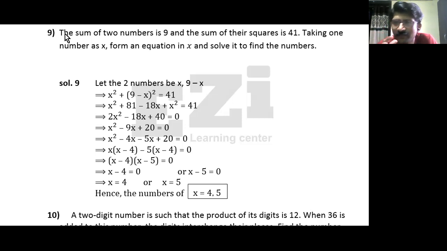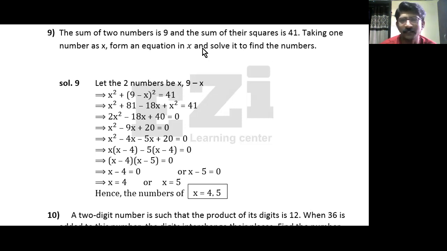That means if the first number is x, then the second number is going to be 9 minus x. See, the sum is 9. If the first is x, then the second will become 9 minus x. You understood, guys, how the two numbers are x and 9 minus x? Okay, second condition. The sum of their squares, meaning the addition of their squares, of these two numbers, is 41.